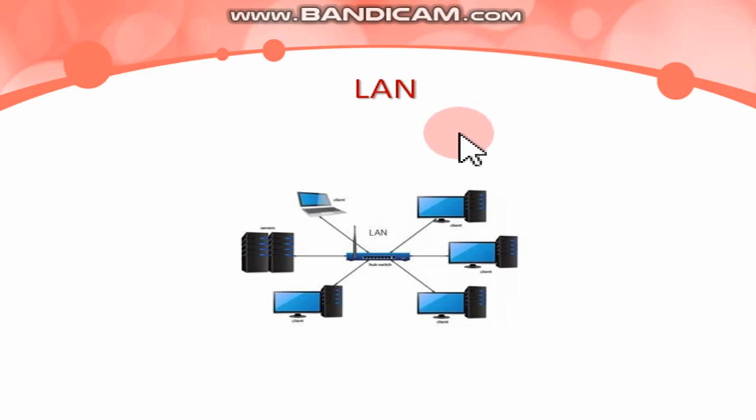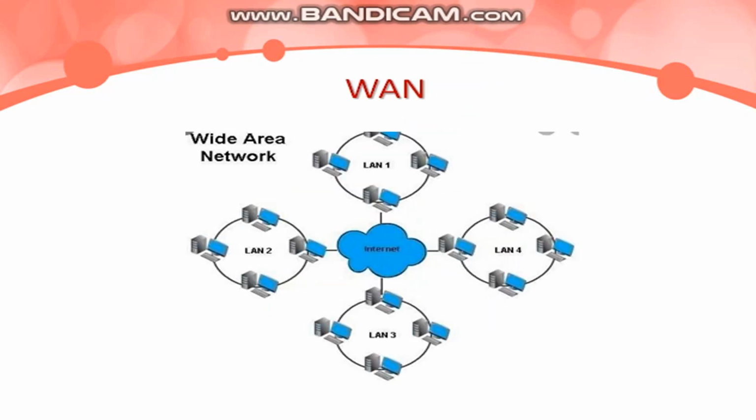And coming toward the characteristics of local area network, it covers a small area. Because it is small geographically, that's why it is fast and problems rarely occur, and the data transmission medium is owned by the user organization. A wide area network is geographically the largest area network.